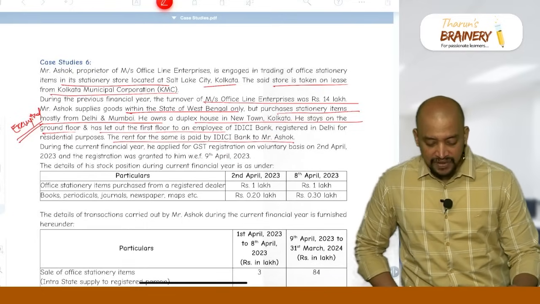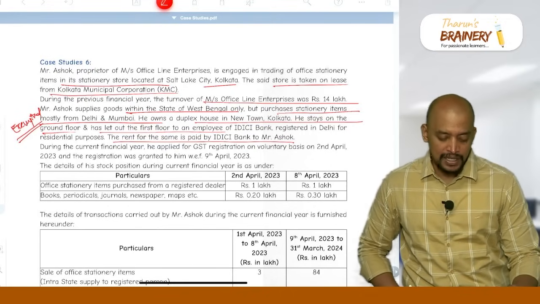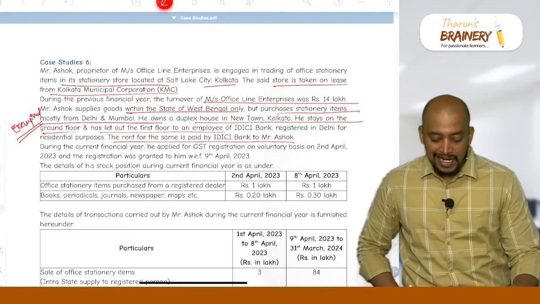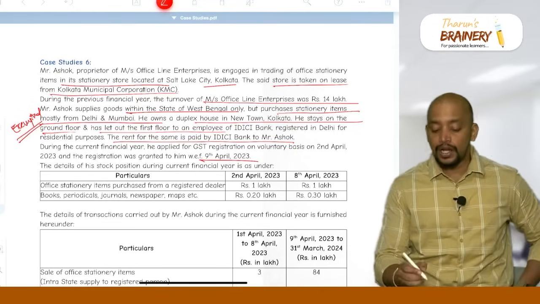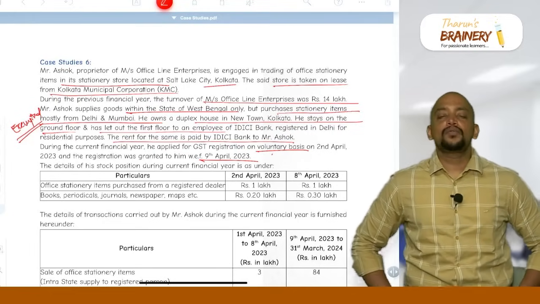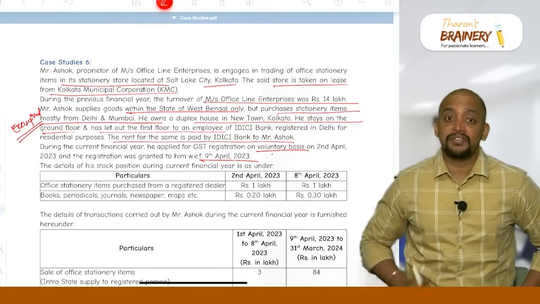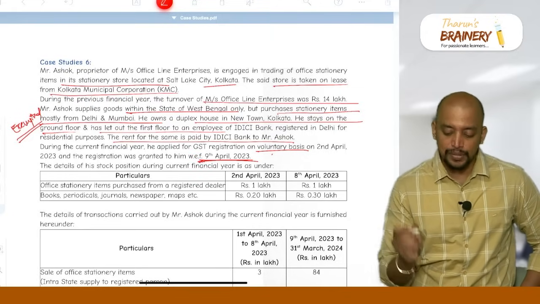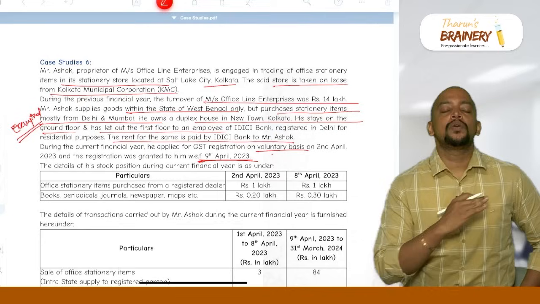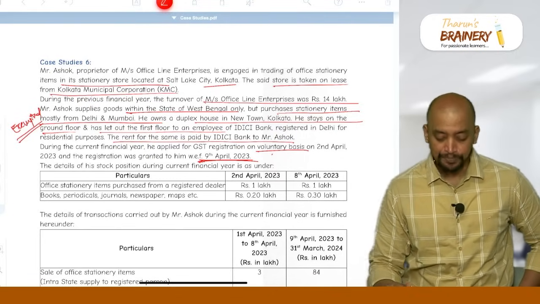Then during the current financial year, he applied for GST registration on voluntary basis on 2nd April 2023, and the registration was granted on 9th April 2023. So he voluntarily got registered. When he voluntarily got registered, he is liable to pay GST on outward supply from the date he got the registration. So when he got registration on 9th April, from 9th April only, whatever is the outward supplies on which Mr. Ashok is liable to pay GST.